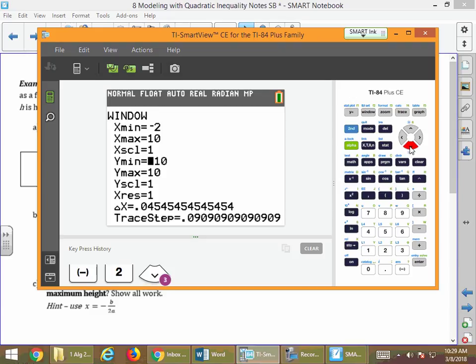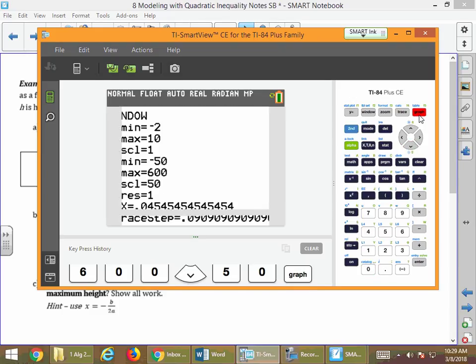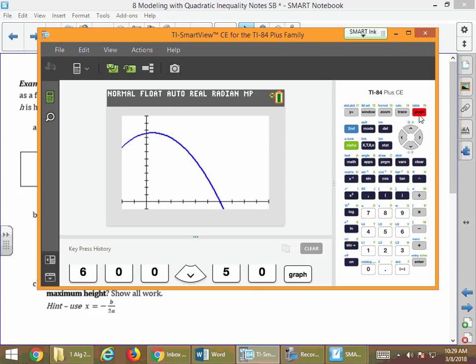We don't have to change that. Then our y minimum we do need to change to negative 50. And our y max is going to be 600. And our y scale is 50. And that's going to give us a much better picture when we hit graph. So there's our picture.